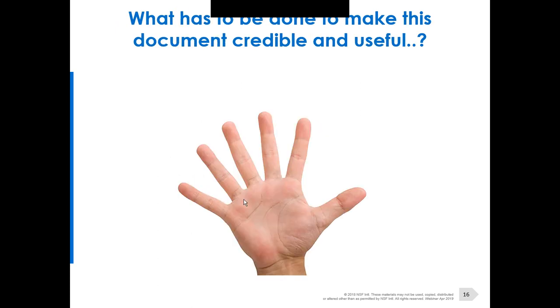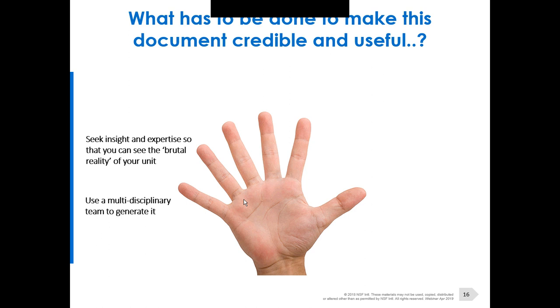So how do you generate one? How do you generate one that's credible and useful? Obviously, use all the perceptions within your team. Use that multidisciplinary team of engineers, of microbiologists, of development staff, production, QA, QC to generate it. Make sure that you've got that culture, as I mentioned before, and that insight so that you can really see the brutal reality of your unit, so that you can see it in 20/20 vision, not obscured, not swathed in politics or swathed in language that obscures or makes the issue ambiguous, but something that is very clear.